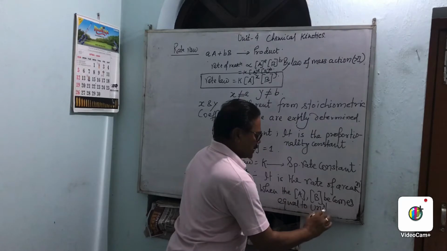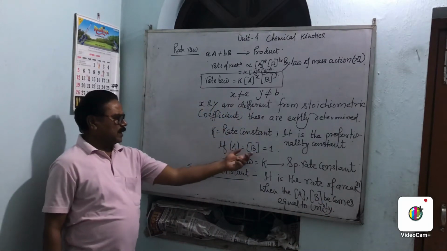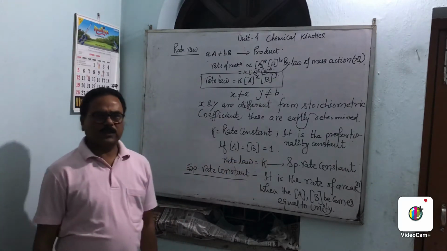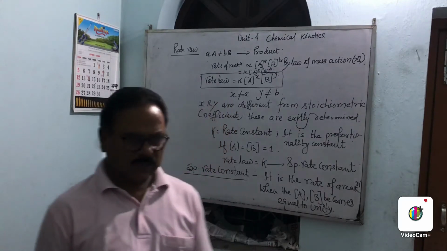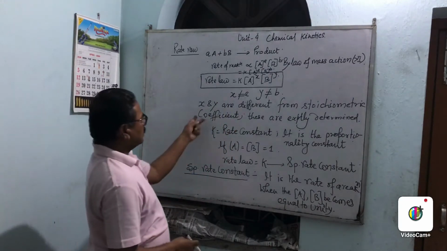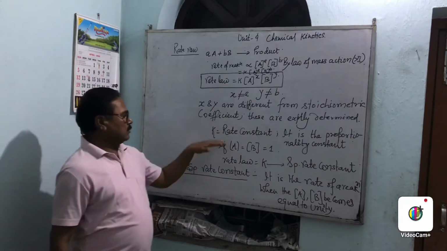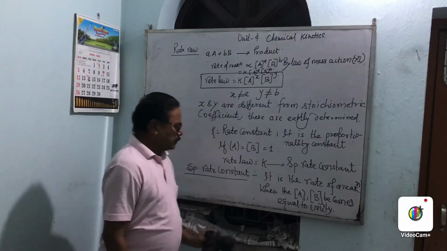This is the specificity: when the concentrations of A and B equal 1, it is called the specific rate constant. So what is the rate constant and the specific rate constant? The rate constant is the proportionality constant of a rate law expression, and the specific rate constant we are able to define.